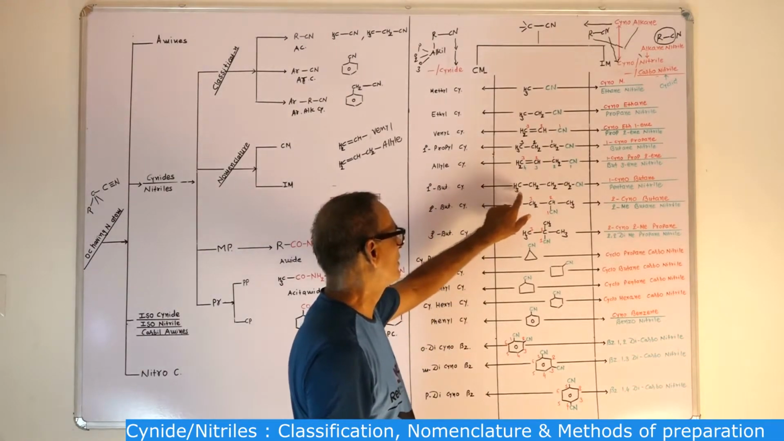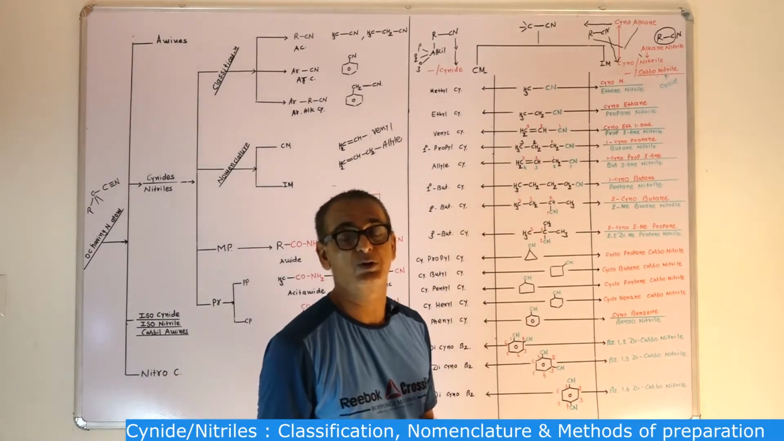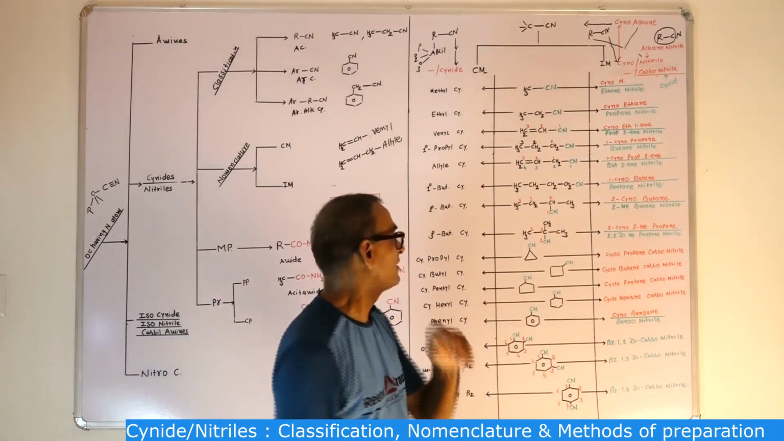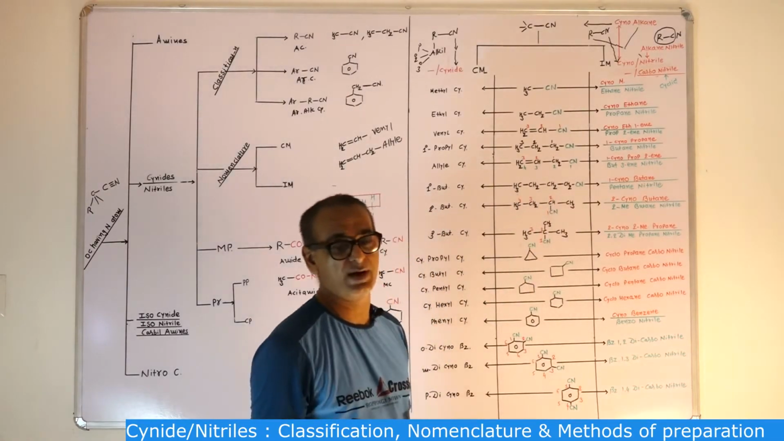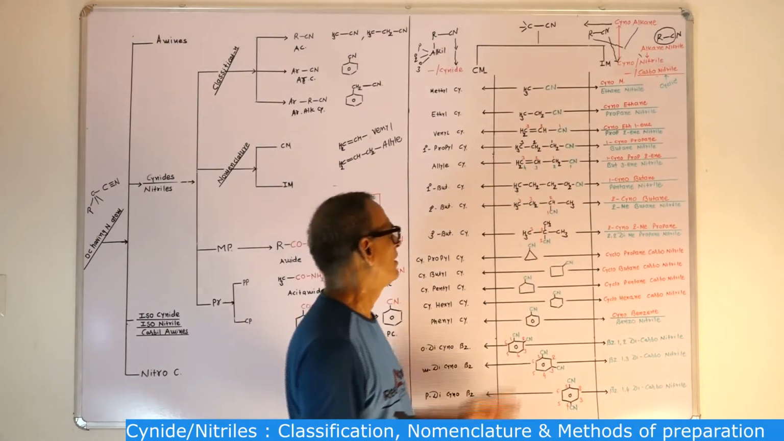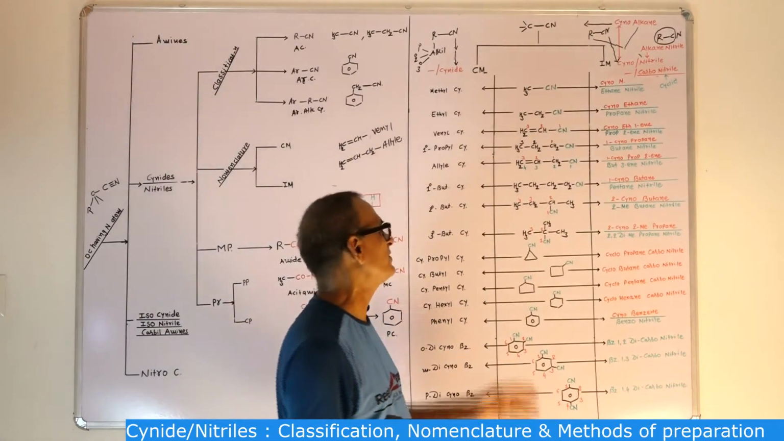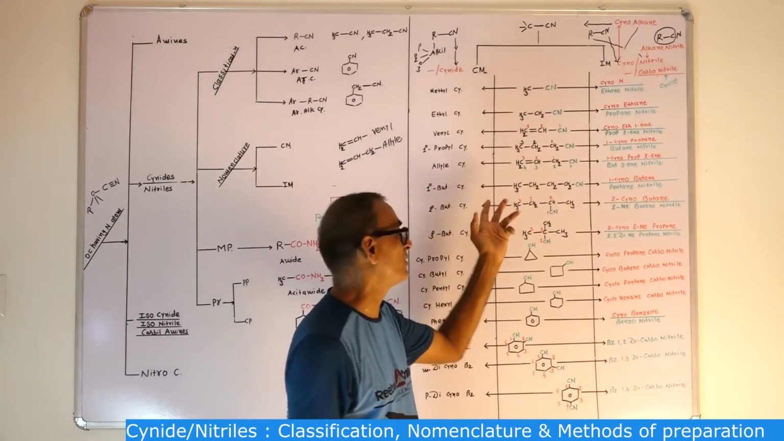Next one, you see, first if you want to give the name, you have to calculate the total number of carbon atoms remaining in the given compound. Yes, 1, 2, 3 and 4. 4 means butyl. All the carbon atoms are arranged in a linear chain. That's why it is known as normal butyl, otherwise primary butyl cyanide.